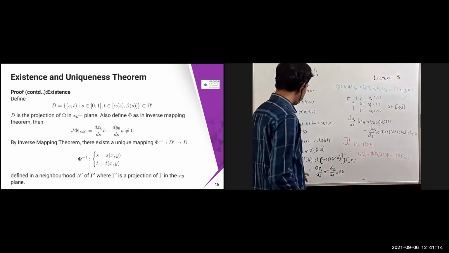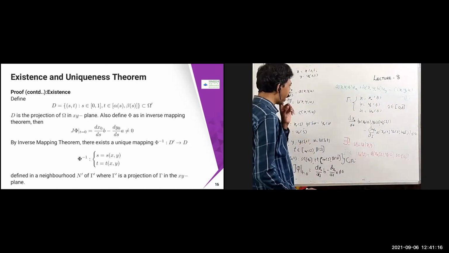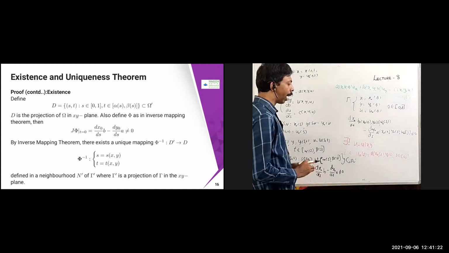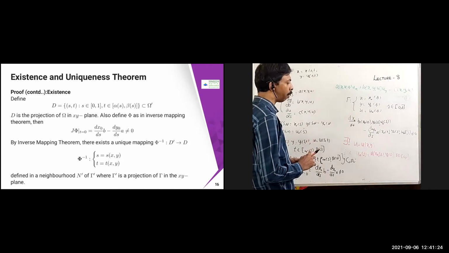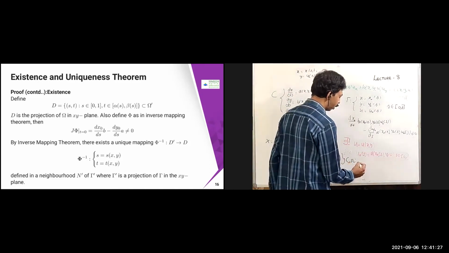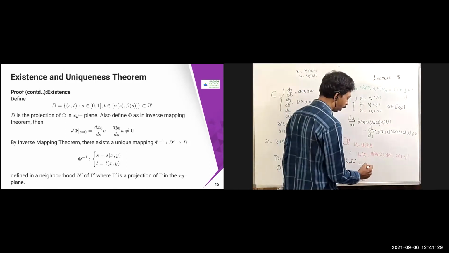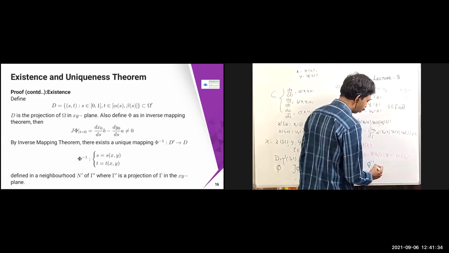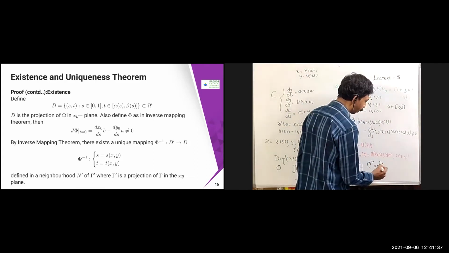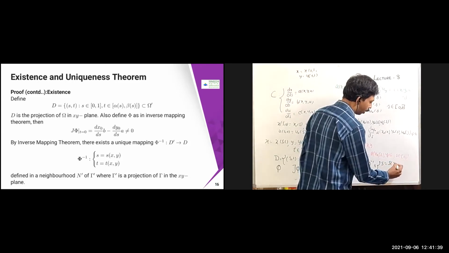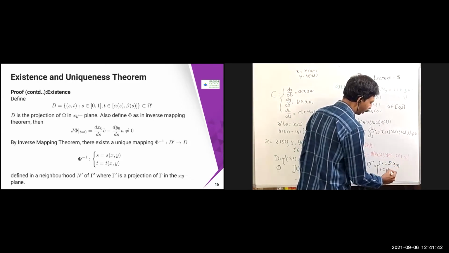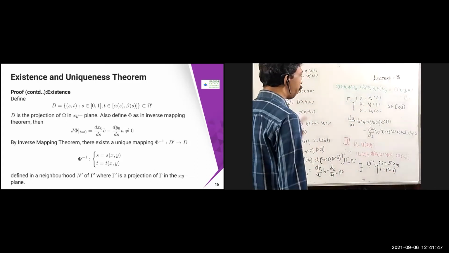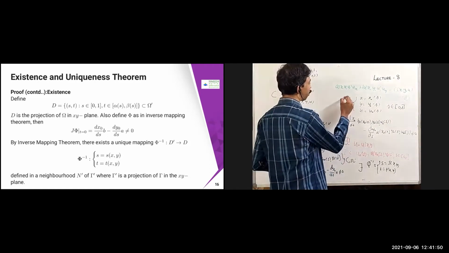So this one we have. Now what you have here is that by the inverse mapping theorem you have a unique inverse mapping, pi inverse. The pi inverse is going to be defined as follows: s equal to s of x comma y and t equal to t of x comma y. This is to be defined in a neighborhood of gamma dash. This is my gamma.